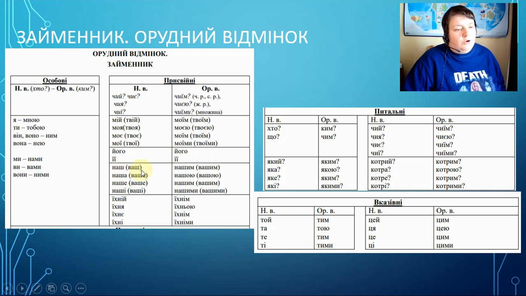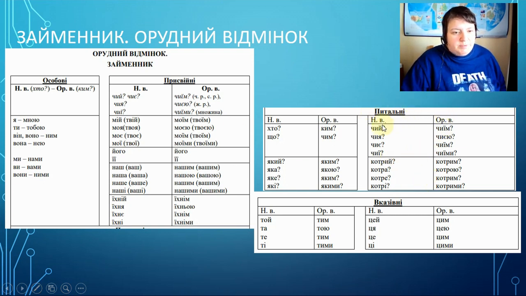Our, or your, наш, ваш, нашим, вашим. Наша, ваша, it's feminine, нашою, вашою. Наше, ваше, neuter, нашим, вашим. Наші, ваші, plural, нашими, вашими. Their, їхній, їхнім. Їхня, it's feminine, їхньою. Їхнє, neuter, їхнім. Їхні, plural, їхніми.